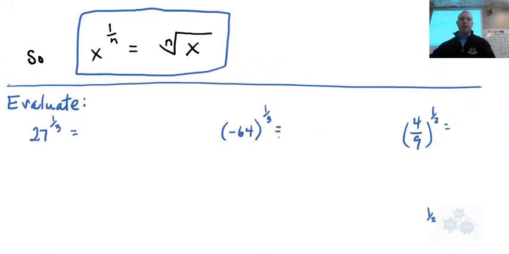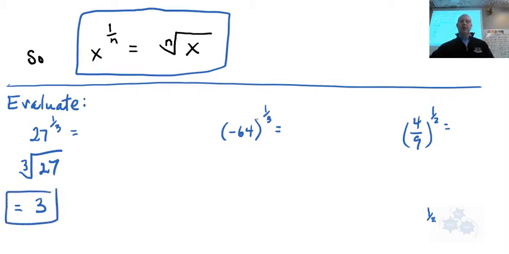All right, so keeping this in mind, let's take a look at 27 to the 1/3. That's the same as the cubed root of 27, which is 3, since 3 times 3 times 3 is 27. Right? Okay. What about this one? Negative 64 to the 1/3. Is that okay if we have a negative there?